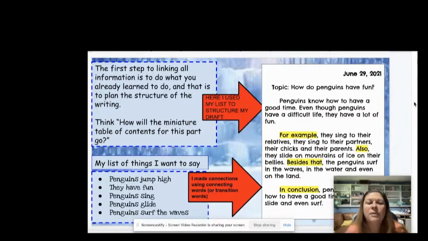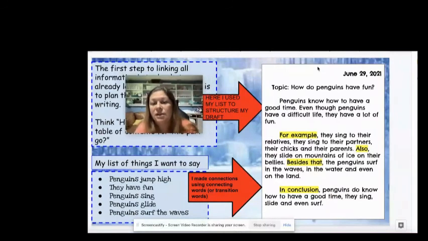Think, how will the miniature table of contents for this part go? So the miniature table of contents is the list that I created in the last page. And here it is. Penguins jump high, they have fun, they sing, they glide, and surf waves. And I made connections using connecting words or transition words.